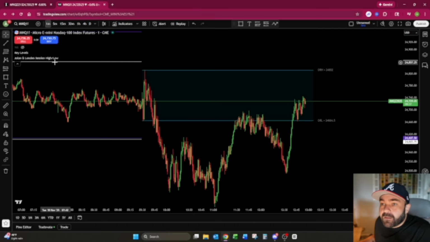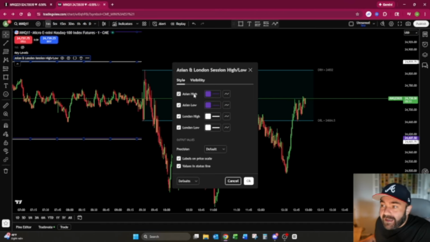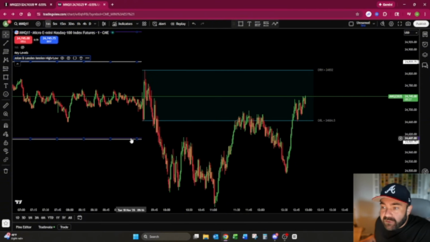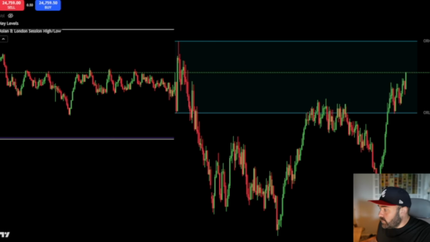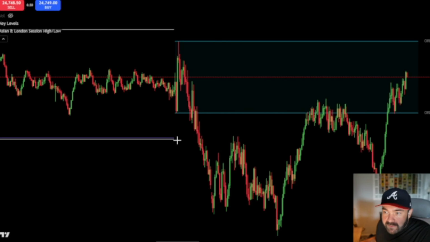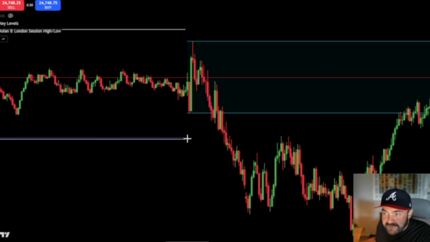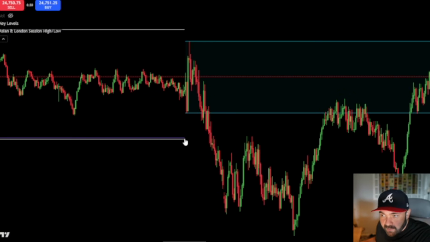That's it. I come into the settings on that one. The only things I changed were the line colors. I have the Asian session matching in purple and the London session matching in white. So I have my lows here and I have my highs up here. Now I made this a little bit bigger so it's easier to see. You guys can actually see the Asia low and London low are kind of one and the same. They are insanely close to each other right here. I don't know how well you can even see that on the video because they're almost identical.